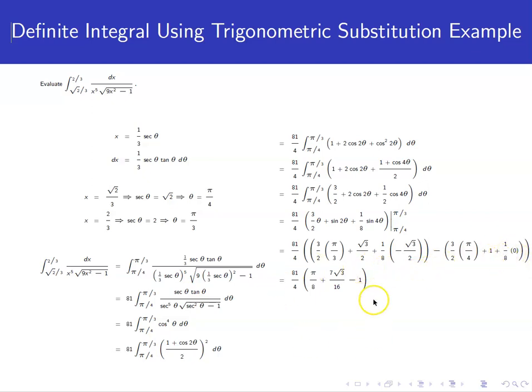And if we go through and simplify, we get this final answer of 81 over 4 times the quantity pi over 8 plus 7 root 3 over 16 minus 1.